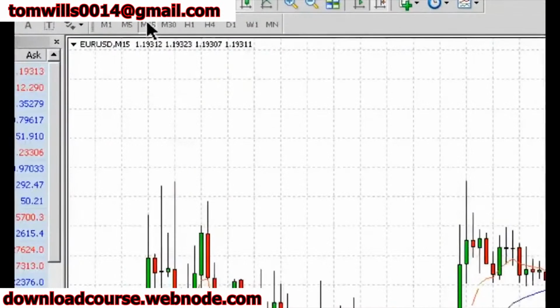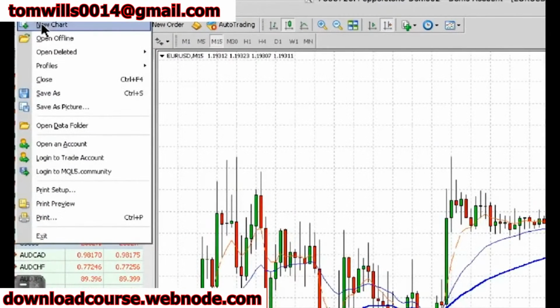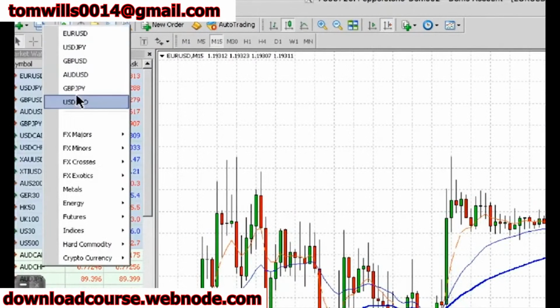So I'm going to go to M15 first. And what I'm going to do is I'm going to open up a new chart. All right, I'm going to File, New Chart. And I can select any pair. So I'm going to select the EUR/USD.